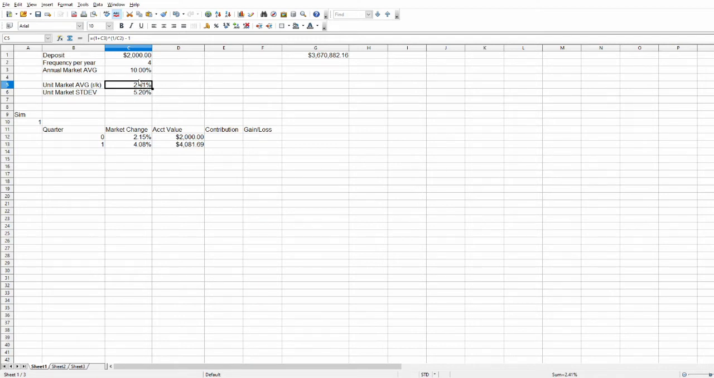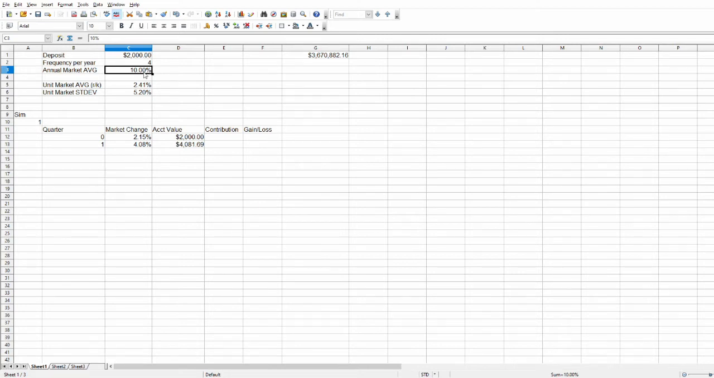2.41% every single quarter turns out to be 10% over the entire year. And then finally, for standard deviation, I'm just going to make up a number, 5.2%. We'll talk about that in a little bit. If you've ever studied some sort of finance future value formula, we can predict exactly how much money this will be if the 10% never changes.